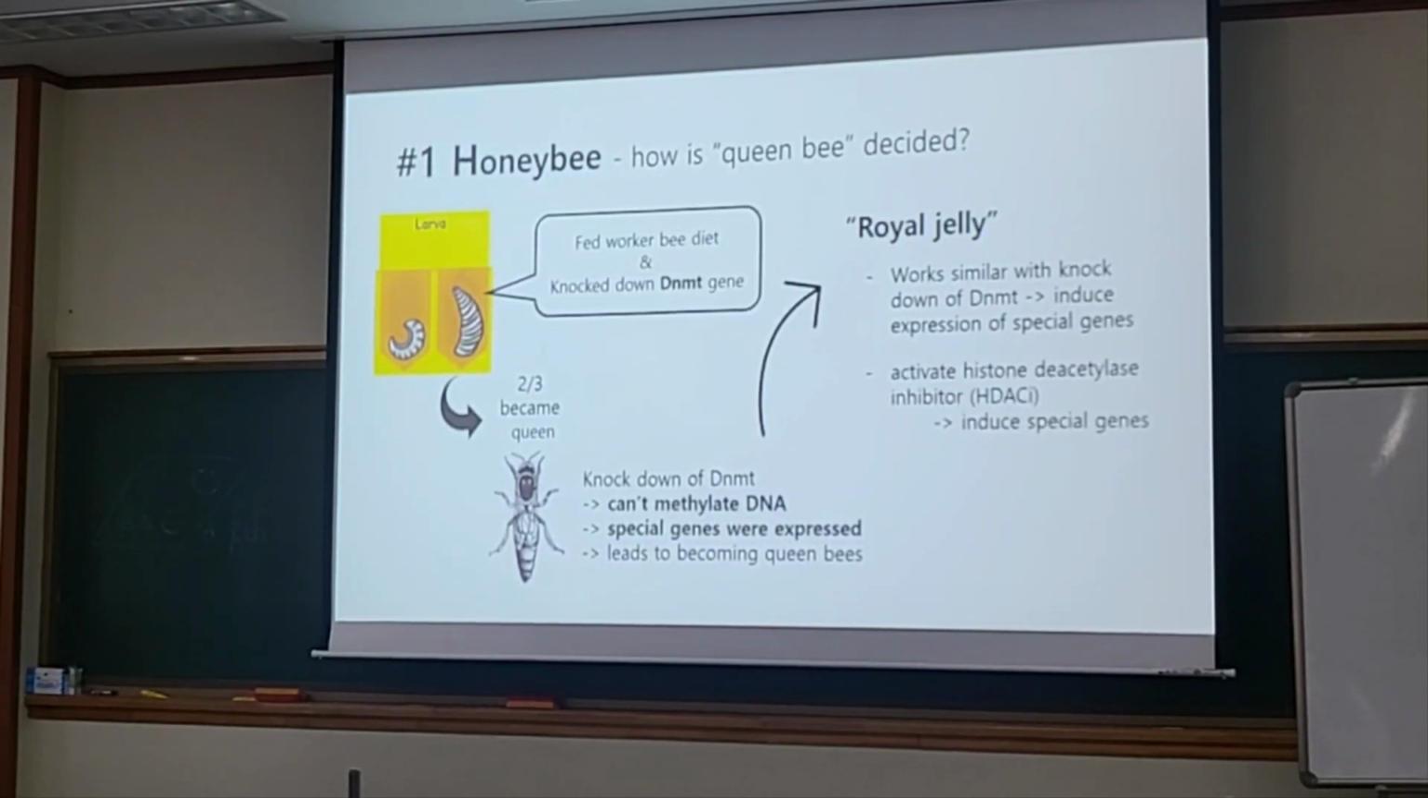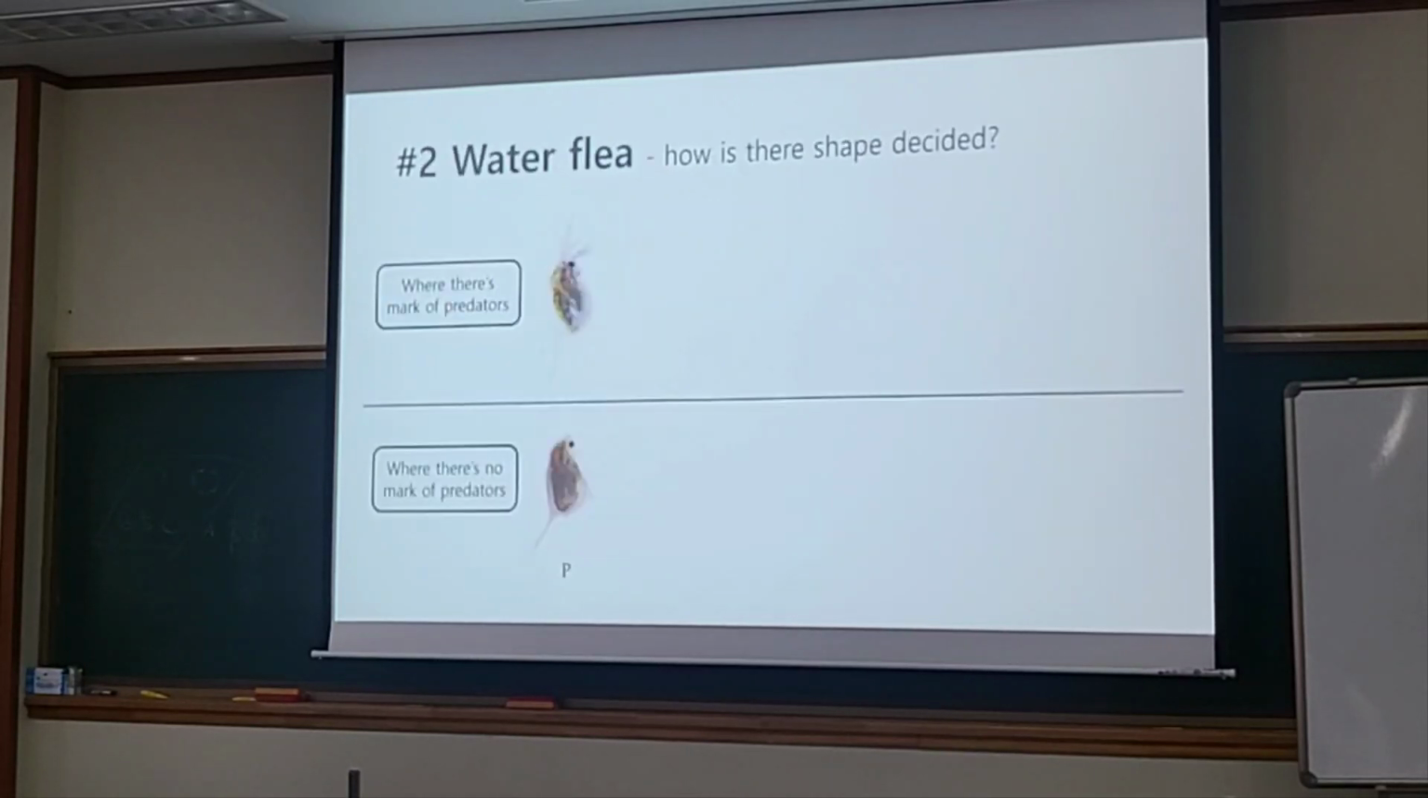Actually, it is also known that royal jelly can activate a histone deacetylase inhibitor. So when a larva eats royal jelly, acetylated histones are not that much deacetylated, inducing special genes to be activated. And there are more examples.